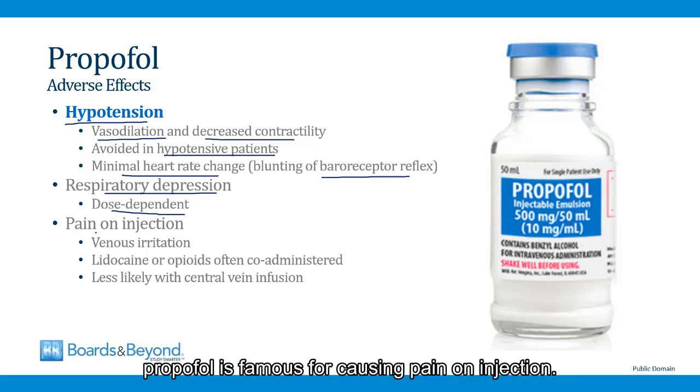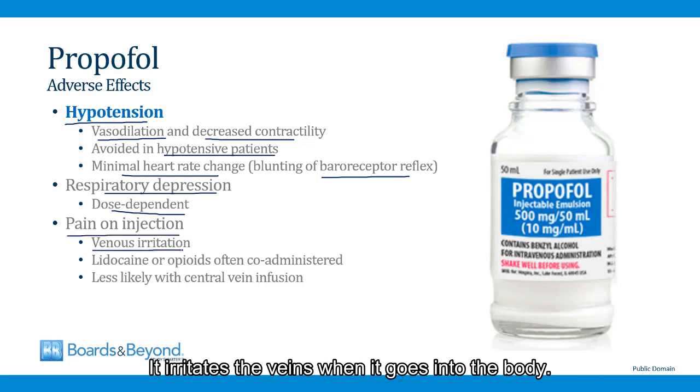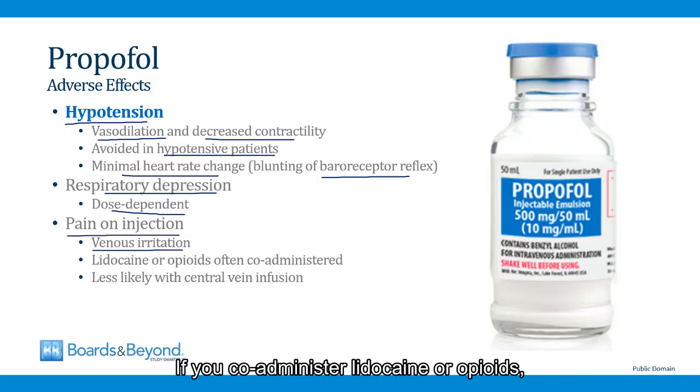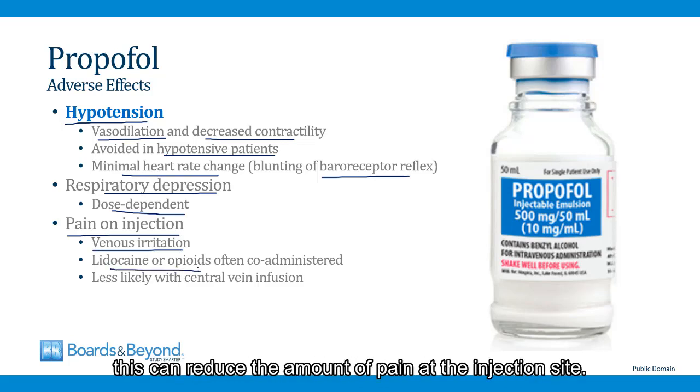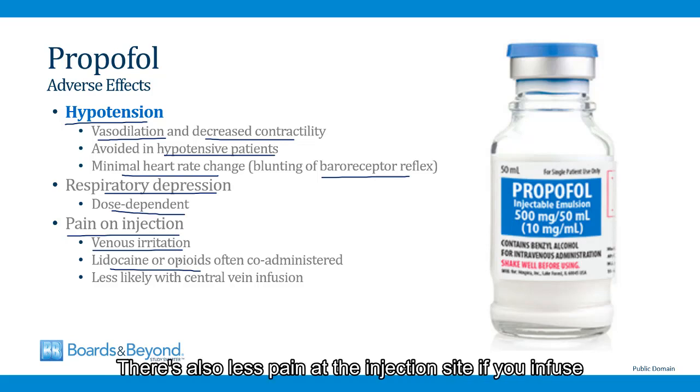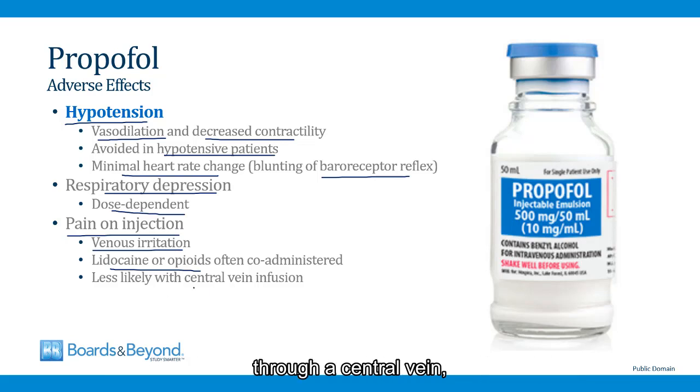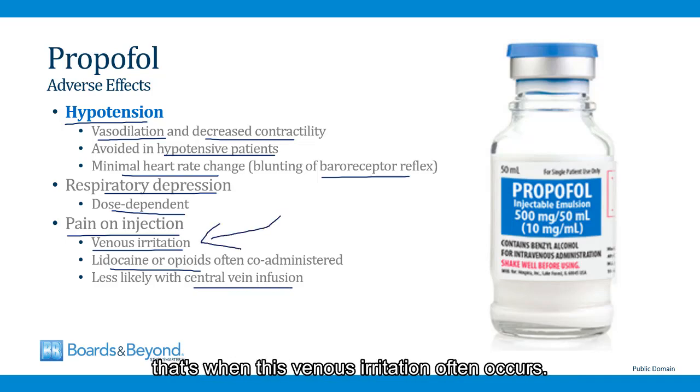And then lastly, propofol is famous for causing pain on injection. It irritates the veins when it goes into the body. If you co-administer lidocaine or opioids, which we'll talk about later, this can reduce the amount of pain at the injection site. There's also less pain at the injection site if you infuse through a central vein, but if you're using a peripheral vein, that's when this venous irritation often occurs.